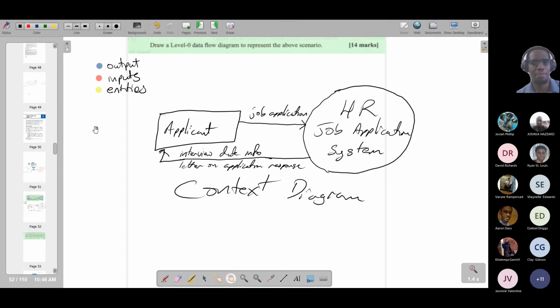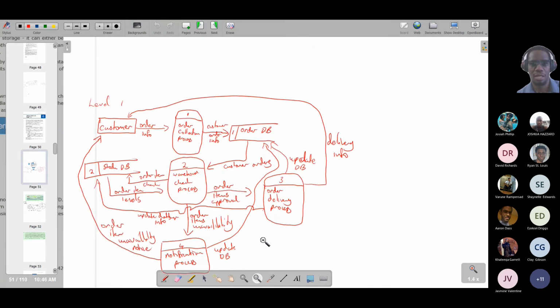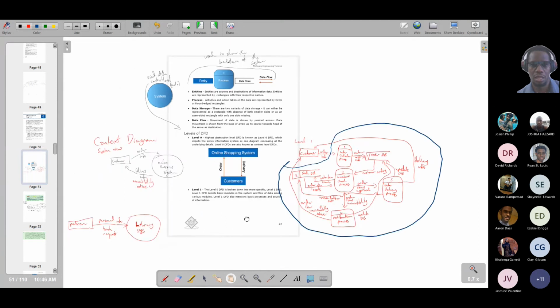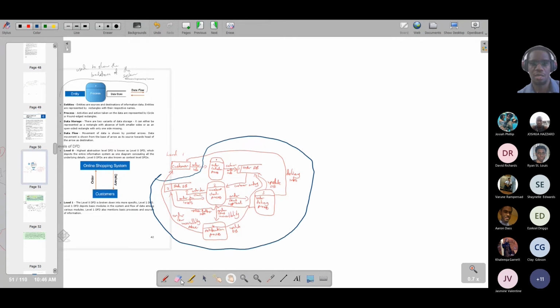Now, if we go back to the previous example, if you look at all of this part here, it is the same system that was here. This was the online shopping system. So this here is the online shopping system.